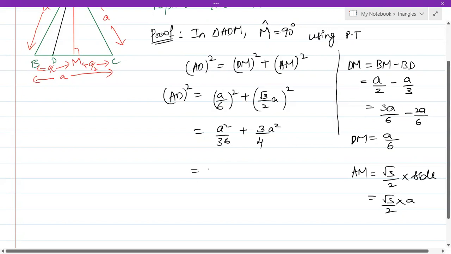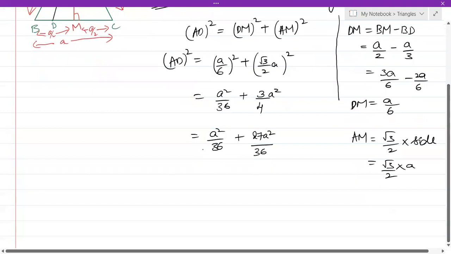So let's take the LCM. So A square by 36 plus, the LCM of 36 and 4 is 36. So this 4 has to become 36, so we have to multiply by 9. So it becomes 9 3s are 27 A square, 9 4s are 36. So both the denominators are same now. So what do we get now? We get A square plus 27 A square is 28 A square divided by 36. That will be equal to AD square. So it goes in 4 tables. 4 7s are 28, 4 9s are 36. So what we have got, let me continue on the other side.